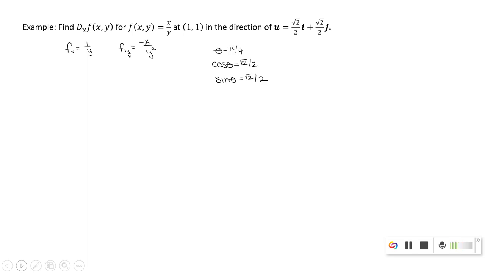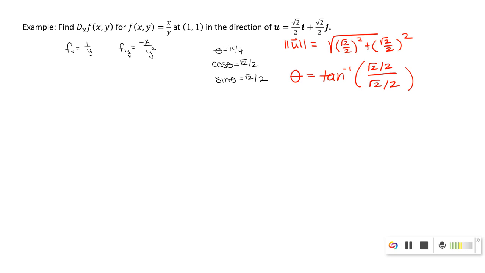And then, for vector u, this is actually a unit vector. I know this is a unit vector for several reasons. First of all, I just recognize those numbers, root 2 over 2, from trigonometry. I know that if we have an angle of pi over 4, cosine theta is root 2 over 2, as well as sine theta is root 2 over 2. So this is a unit vector, and it has a direction angle of pi over 4. Again, I just know that from trigonometry.